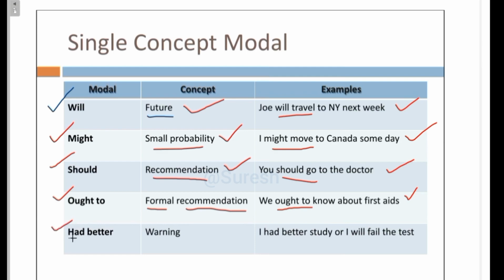And the next one, had better. We don't usually use it, but we have to learn it because it is one of the single concept modals. Had better: warning. See, the concept of this modal verb is warning. I had better study or I will fail the test. So I should study or else I will fail the test. That's the meaning. So you give a warning to yourself. So its concept is warning.